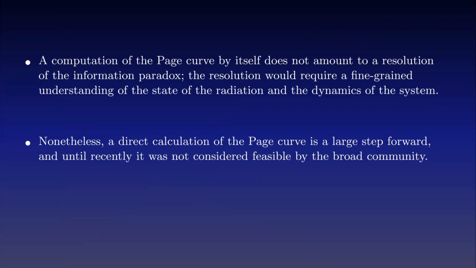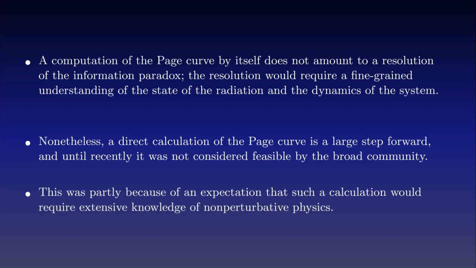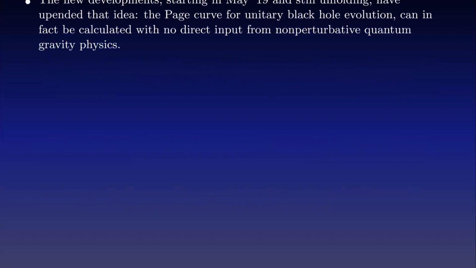Now, one of the reasons that I would say we didn't really distinguish between computation of the Page curve versus the resolution of the information paradox until recently is that we simply did not think that it was possible to calculate the Page curve using the tools at our disposal. In particular, there was an expectation that this type of calculation would simply require this fine-grained understanding of the state, of the dynamics of the system, this extensive knowledge of non-perturbative quantum gravity physics. And so we sort of lumped them in together with the things that we don't know how to do. And this was indeed not the case at the end of the day.